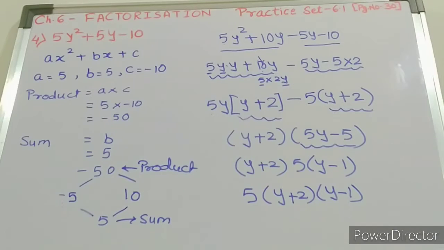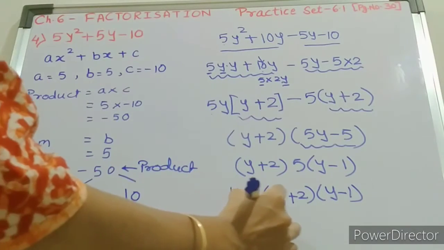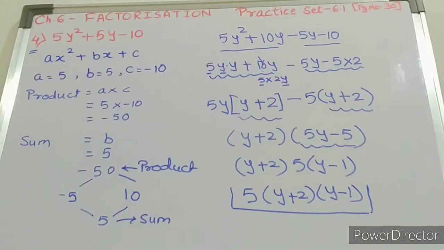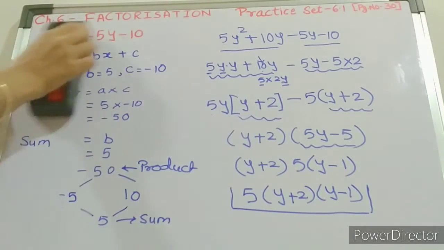Okay, now this will be the answer for the fourth problem, 5y square plus 5y minus 10. If I want to find out the factors, then the factors will be 5 into y plus 2 into y minus 1. Okay, go through this. Now we will see another problem, that is the fifth one. I hope you understand this. Now we will go ahead with the fifth problem.